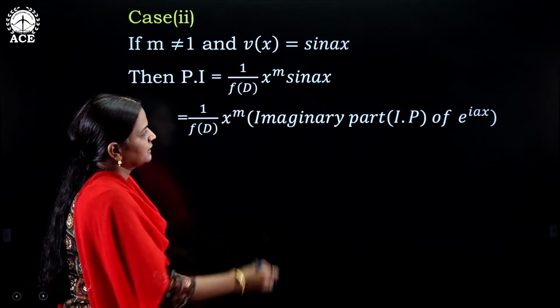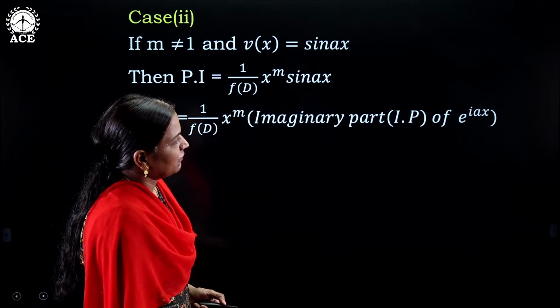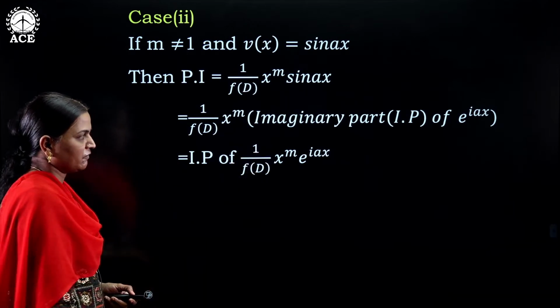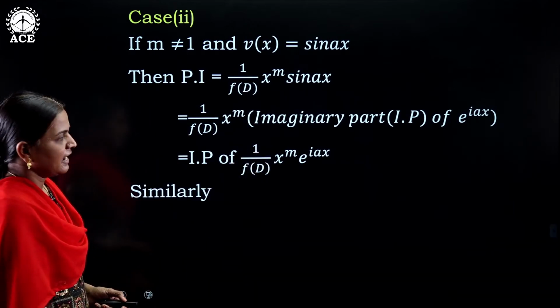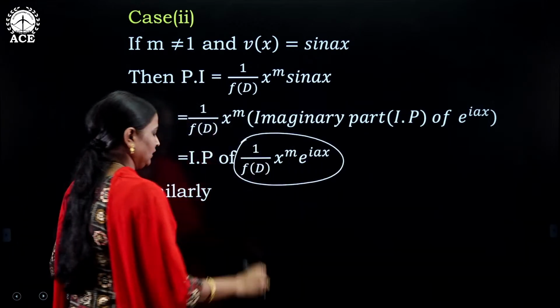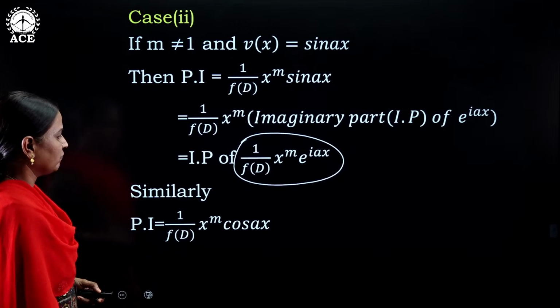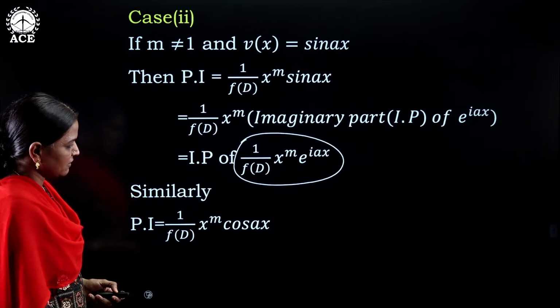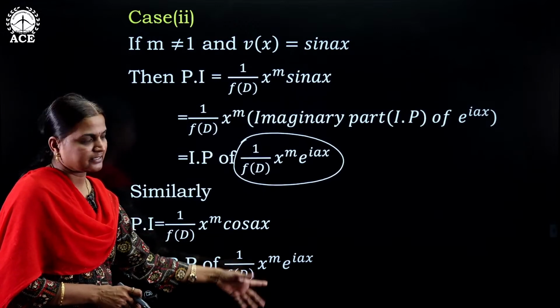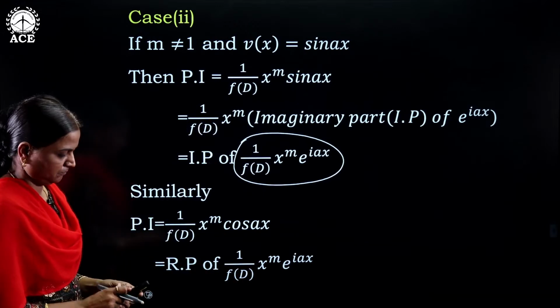So we write imaginary part of 1 by f of D into x power m into e power iax, and operate this one using the fourth method. Similarly, 1 by f of D into x power m into cos ax: cos ax can be written as the real part of e power iax. This is the method.